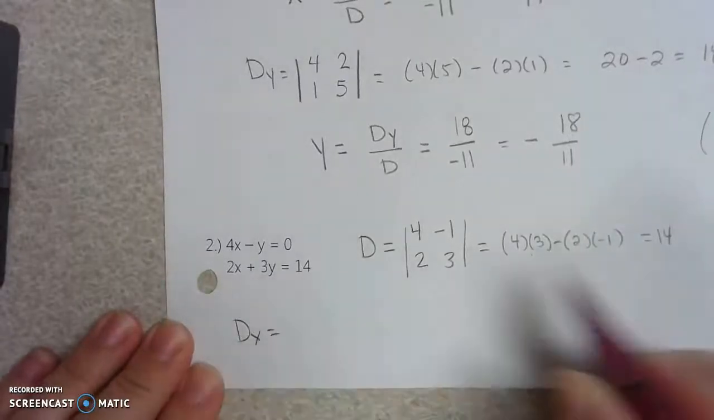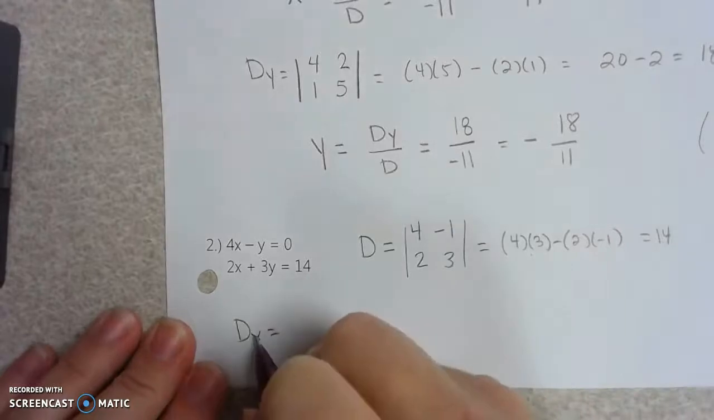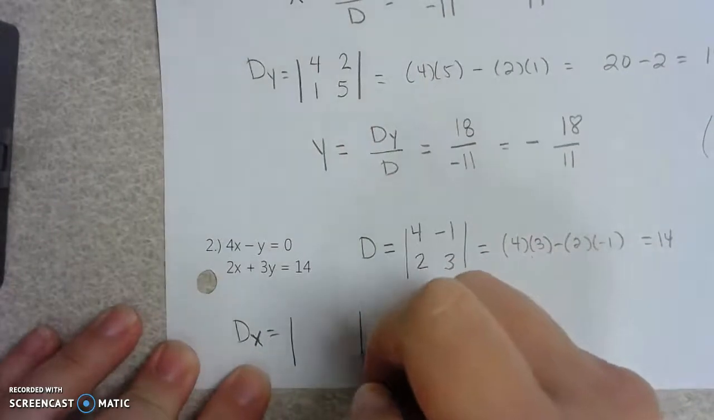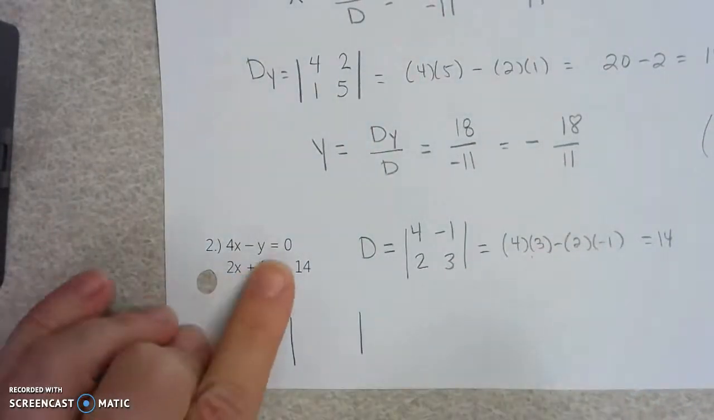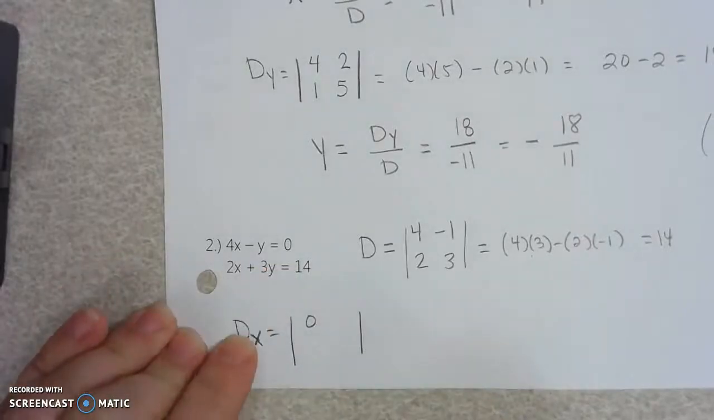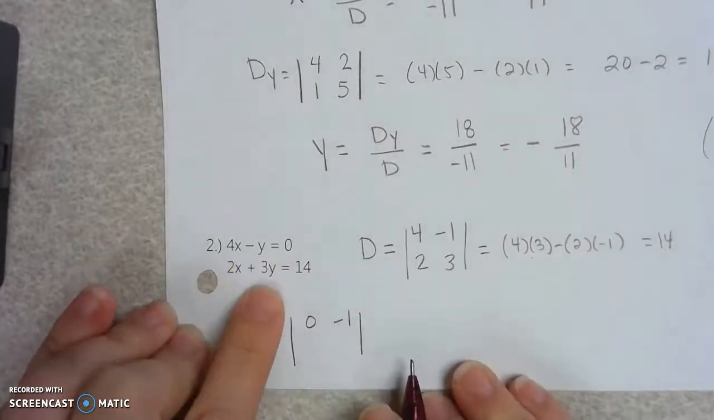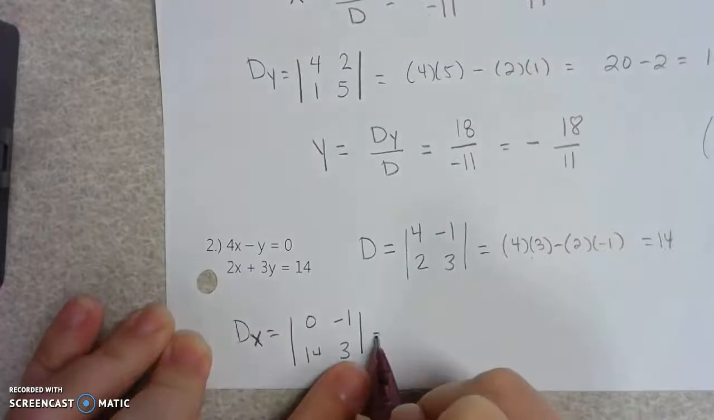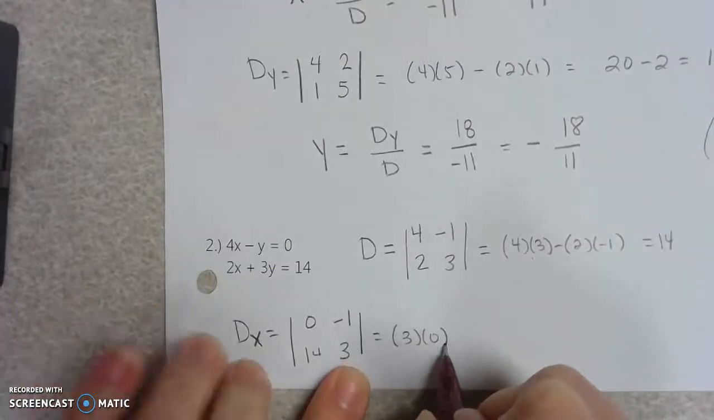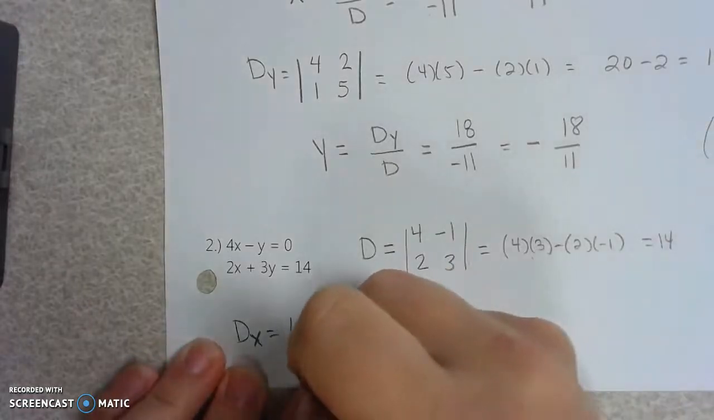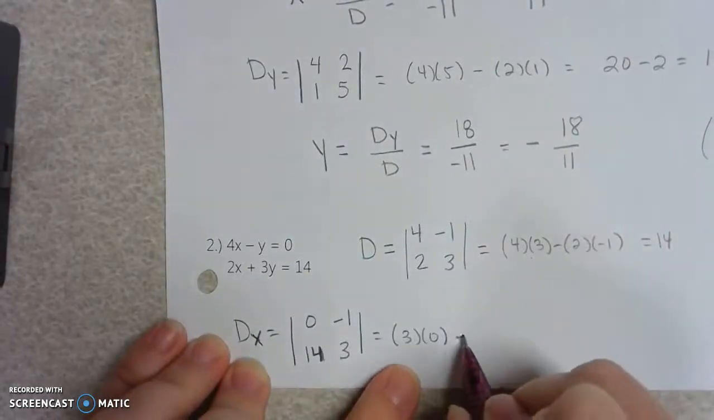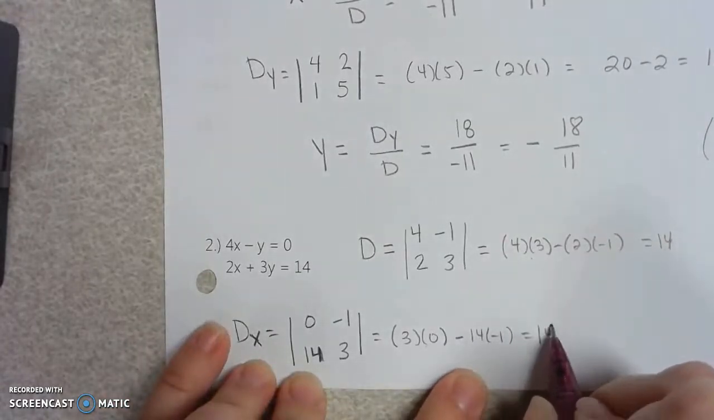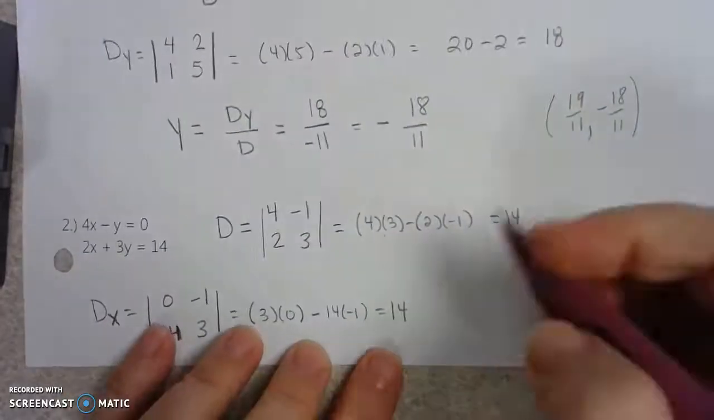Then I'll find d sub x. Since this d does not equal 0, I can continue on. Alright, d sub x is c sub 1, b sub 1. So c sub 1 is 0, b sub 1 is negative 1, c sub 2 is 14, and b sub 2 is 3. Alright, I'll multiply diagonally. 3 times 0 minus 14 times negative 1 becomes 0 plus 14, which is 14.